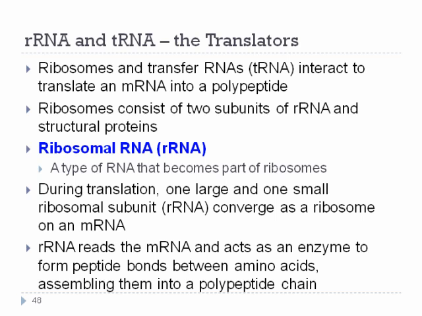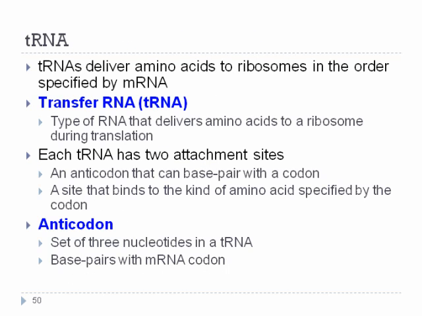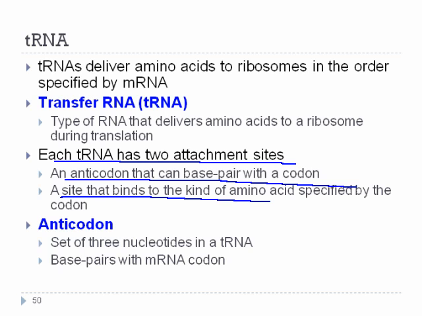We have two additional pieces of RNA that we talk about, tRNA and rRNA. They help form the ribosomal subunit, and they bring in the next amino acid. tRNA has two attachment sites. It has an anticodon that base pairs with a codon, and then there's the amino acid binding site, and it binds the amino acid specified by the codon. Which amino acid is that? That depends on the chart. You have to look at the chart to figure out which amino acid.